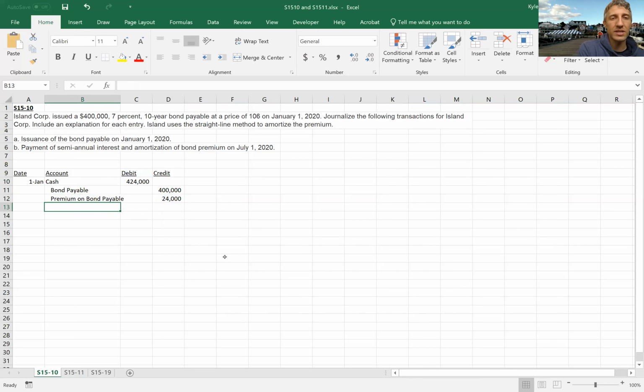So this is actually a liability account, this premium on bond payable. Why? Well, these two together make up what the market value of that bond is as of January 1st.